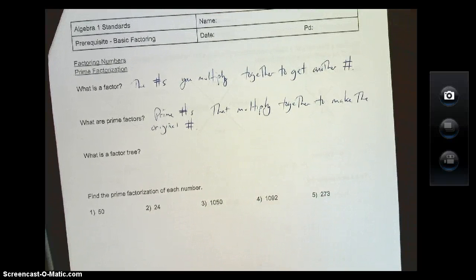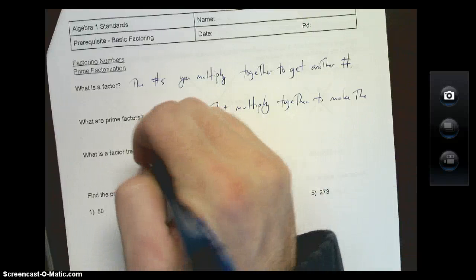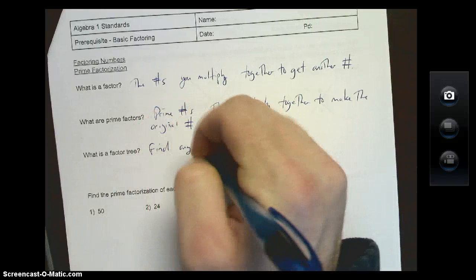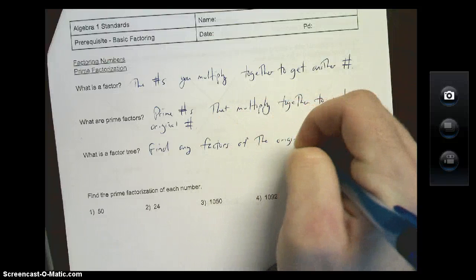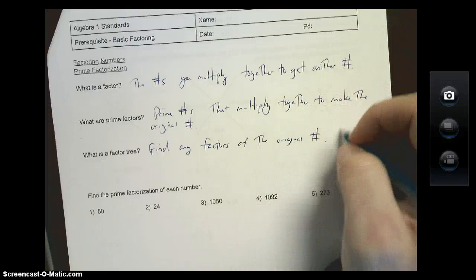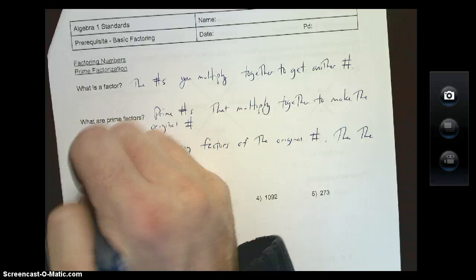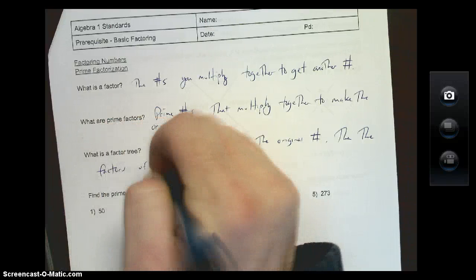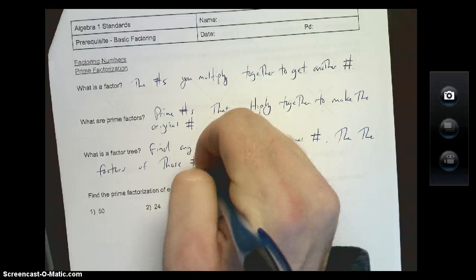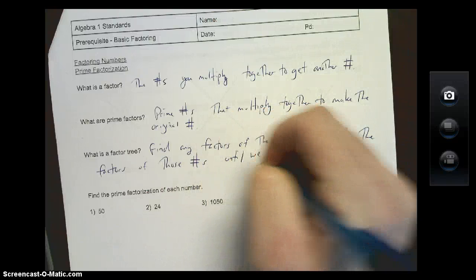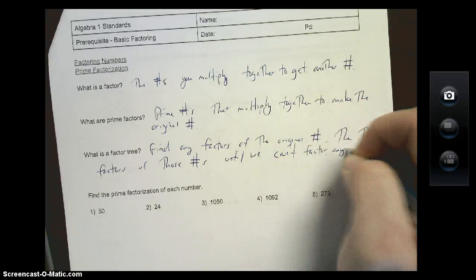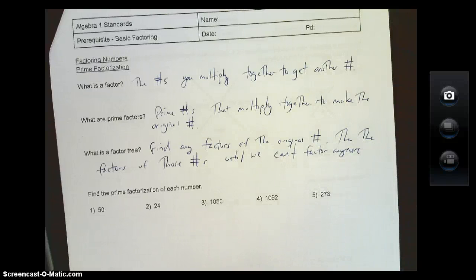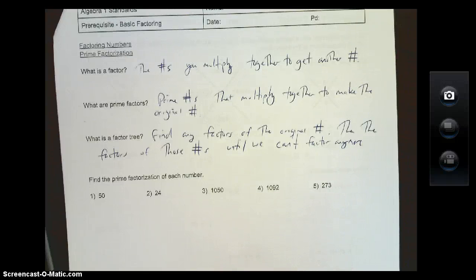Lastly, what is a factor tree? Many of you have done this before as well. What you're doing is finding any factors of the original number, then the factors of those numbers, until we can't factor anymore. The whole point of this is you keep breaking it down until you get to all your prime numbers.